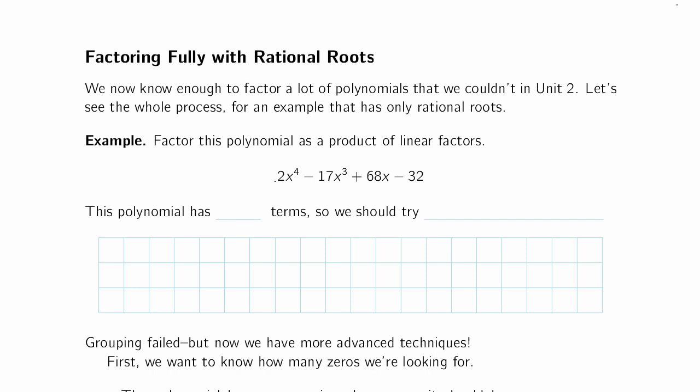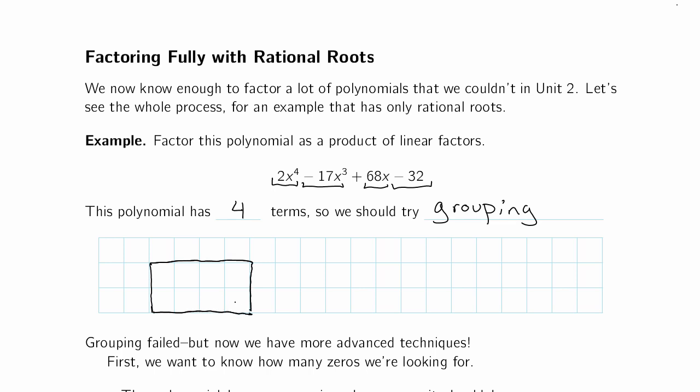Now, this one has 1, 2, 3, 4 terms. We had a method for factoring things with 4 terms. We should try grouping. We should always try the old methods first, because if they work, they're easiest. But let's see. I'm going to try just grouping the first 2 terms and then the last 2 terms.